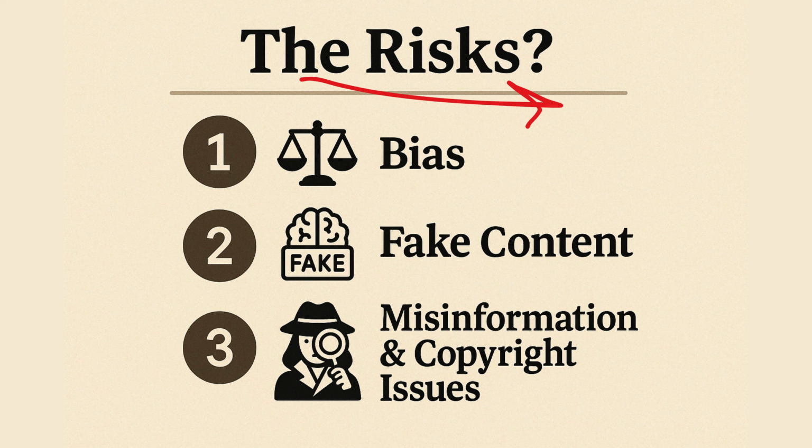Fake content. We've all seen deepfakes or fake AI-generated news. It's getting harder to tell what's real and what's not, which is dangerous in politics, education, or journalism. Misinformation and copyright issues. AI can make things up, known as hallucination. Plus, generating content that looks like it came from a real artist or writer raises questions. Who owns the work? Is it plagiarism?